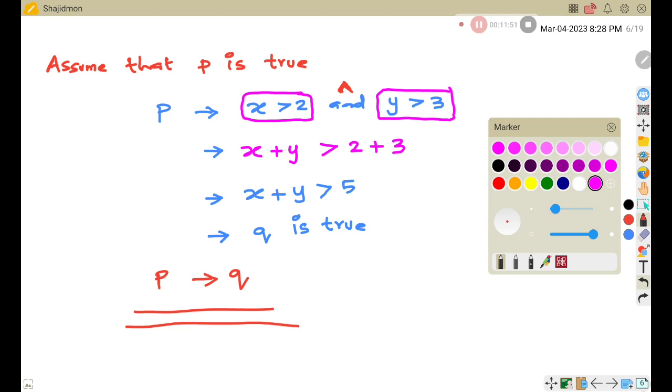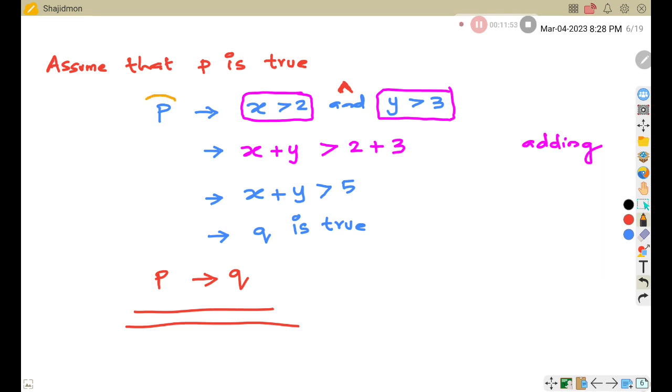So I hope you understood this question. What we do, we just start from the P statement. Assume that P is true. After that, what do we need to reach? We need to reach Q. Q is also true, correct? We need to prove that Q is also true. If you get it like this, that means P implies Q is true. So this is the proof of this question. Hope you understood this question.